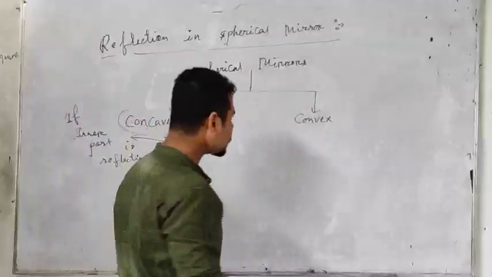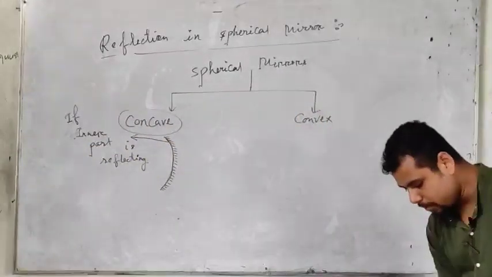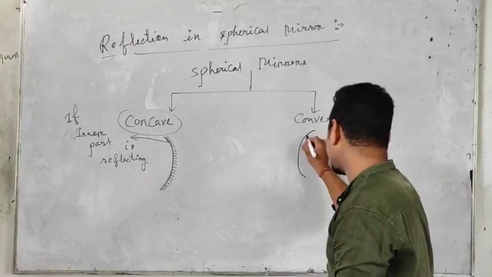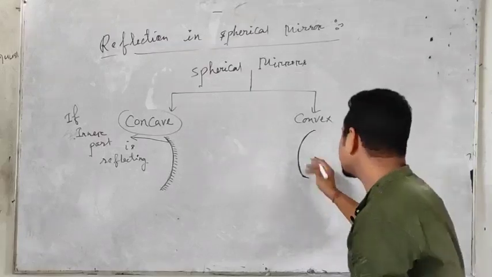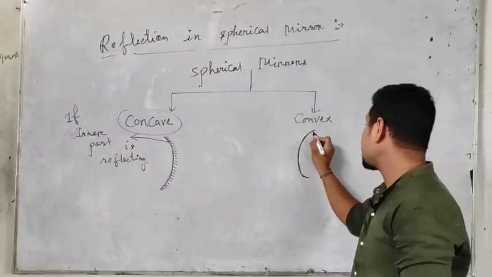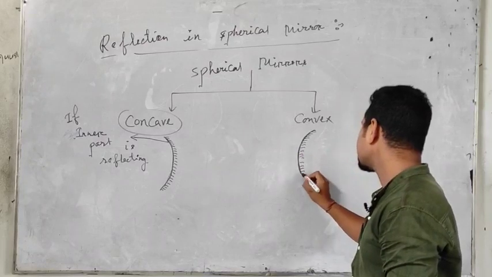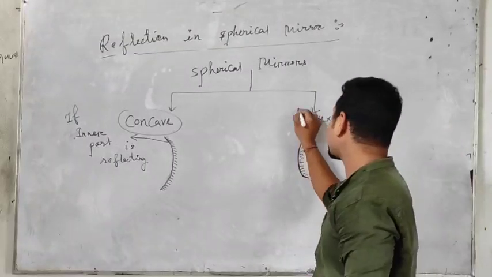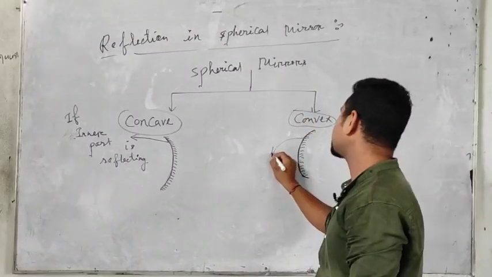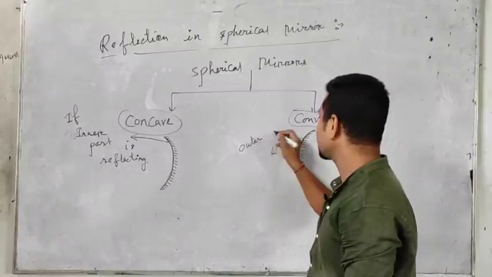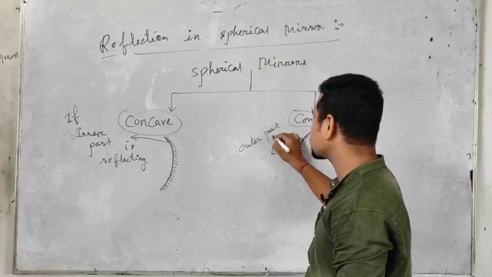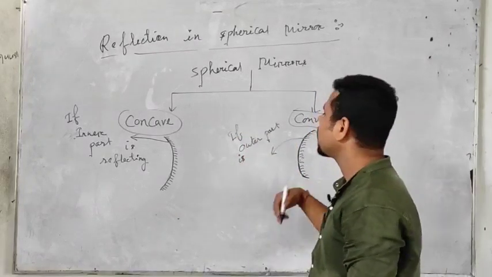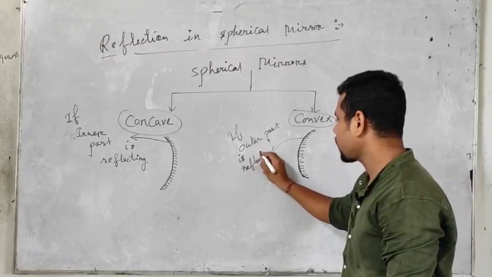Clear? Right? Next, what is a convex mirror? If the outer part is reflecting, that means we call it a convex mirror. So for a convex mirror, the outer part or outer surface is reflecting, okay.